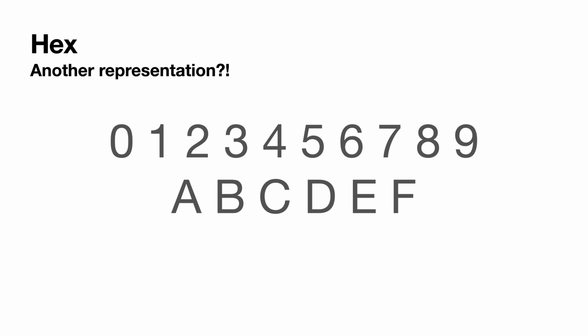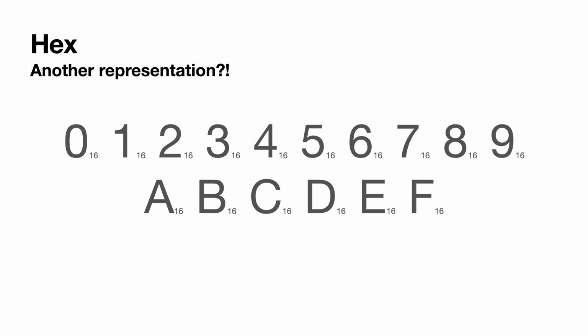But there's another representation. This representation is called hex. Now, we're going to talk a little bit about why hex exists and why it's around and how it goes back to everything that we've looked at so far. But let's start by agreeing that hex is a representation that uses base 16. So one digit in hex is able to represent 16 values.